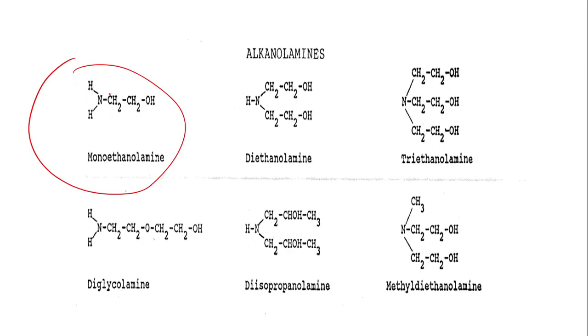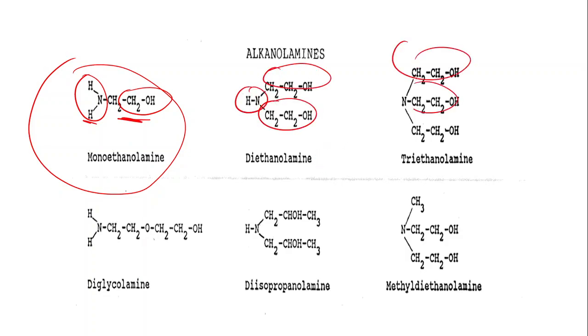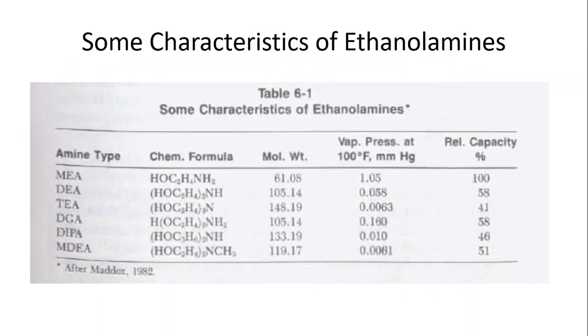Monoethanolamine. You can see the ethanol and how this NH2 group is attached here. So the amine group is attached with monoethanol. Here the diethanol is attached with the amine, and this is triethanolamine. This is diglycolamine, diisopropanolamine, and methyldiethanolamine. So these are the structures of the alkanolamines.